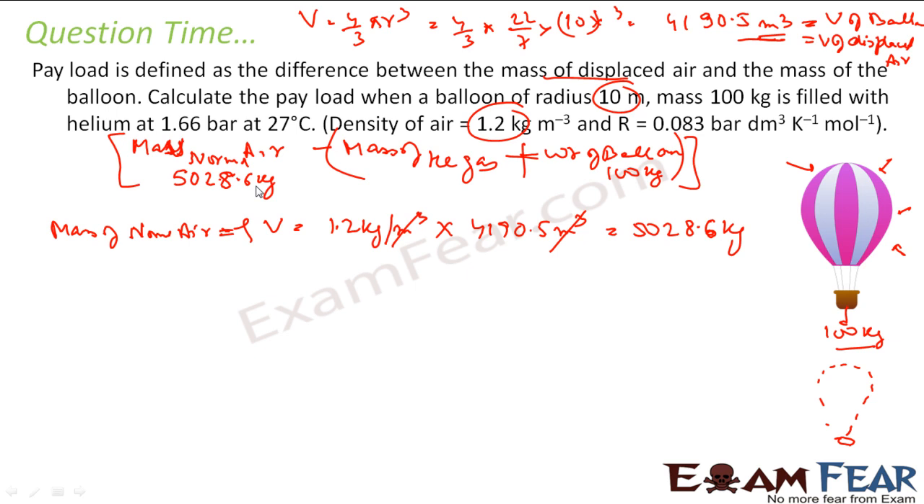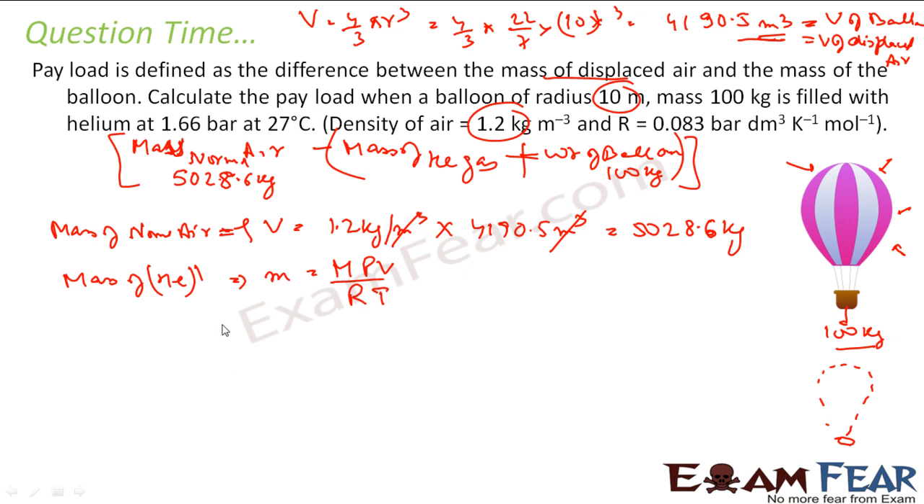Correct. Now I have to find the mass of helium that is inside the balloon, because we have replaced the normal air with helium gas, which is lighter. So mass of helium is nothing but capital M, molar mass, times PV by RT. This formula we have.